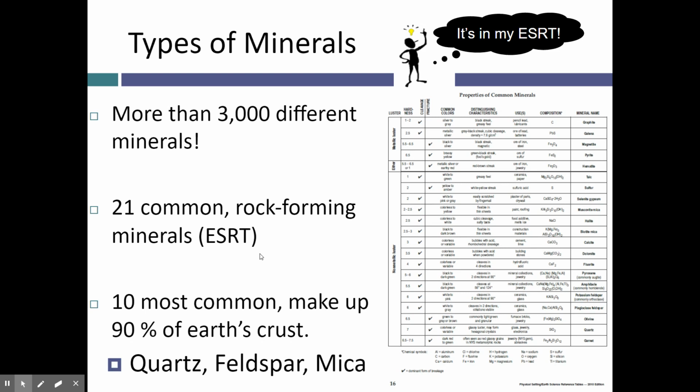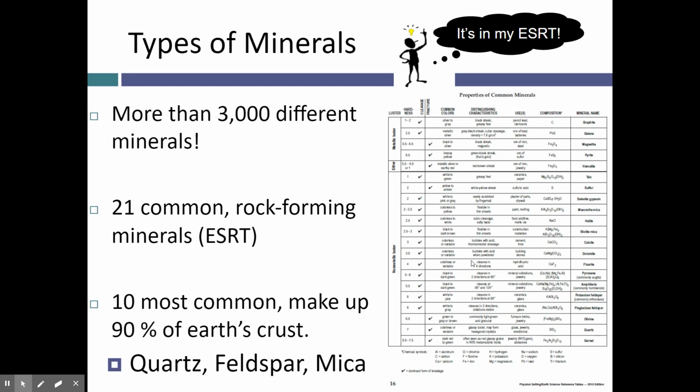Okay, on the back of your reference table, which we're going to be looking a lot at in the next few days, there are 21 common rock-forming minerals, and these are the only ones that you're going to really need to know about. These are most common, but actually 10 of these are really the most common and make up about 90% of the Earth's crust.